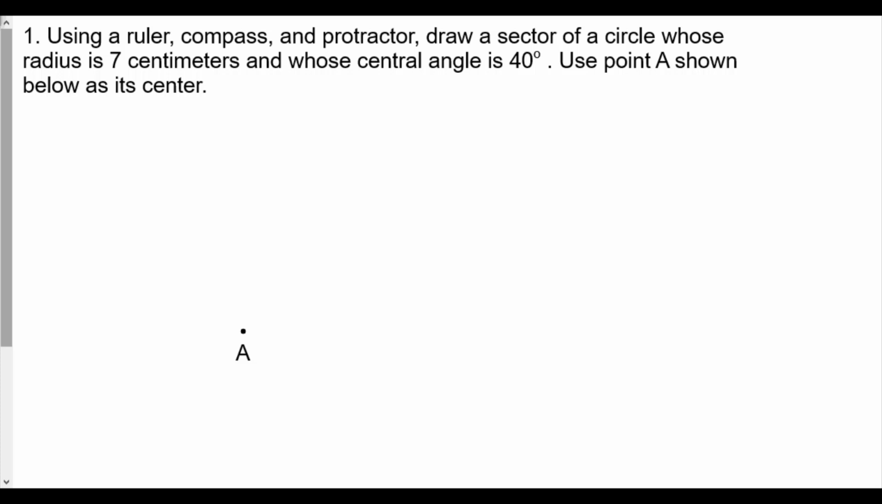of a circumference. So the first question in the homework review is, using a ruler, compass, and protractor, draw a sector of a circle whose radius is 7 centimeters, whose central angle is going to be 40 degrees.